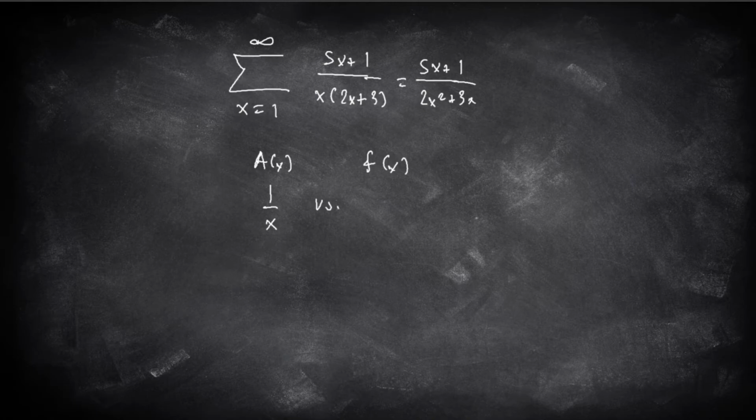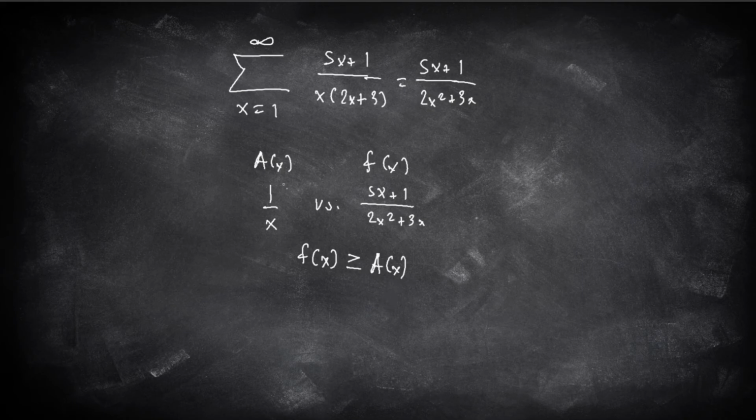And we're going to compare this to 5x plus 1 over 2x squared plus 3x. Okay, now which one's bigger and which one's smaller? Well, if you think about this, if we go to a really, really big number for x, then once this goes to infinity, this is going to be scaled up by 5 on the top and 2 on the bottom. So 5 over 2 will definitely make this term bigger than a of x. So in this case, f of x is greater than or equal to a of x. So if a of x diverges, then f of x diverges.